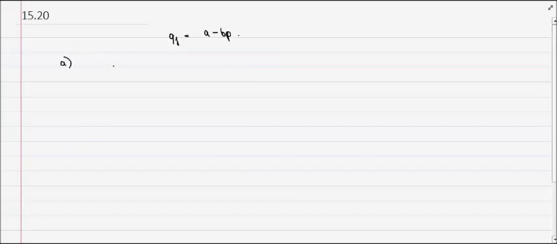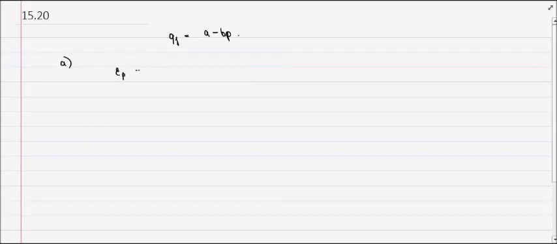Okay, so we're going to do 15.20. We are given a demand function QF equal to A minus BP. Part A is asking you to confirm the price elasticity of demand is equal to negative BP on A minus BP.